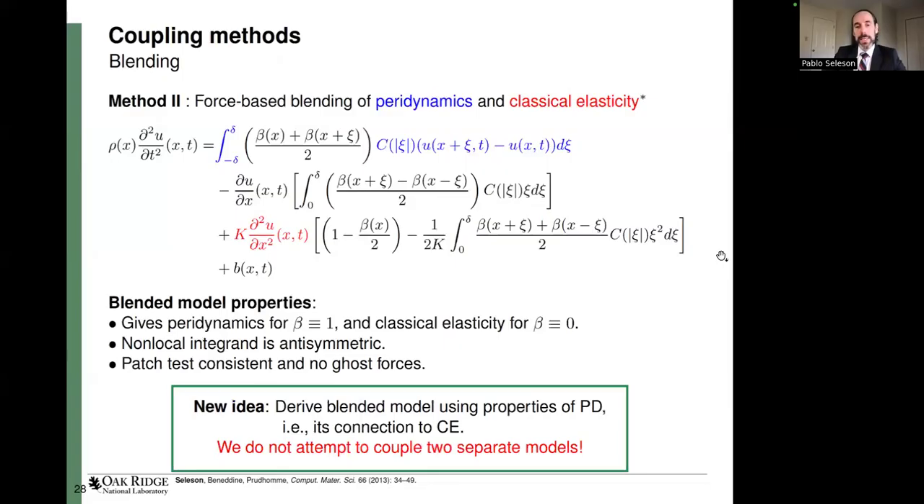Now, the new idea here was that we derived the blended model using the properties of peridynamics, in particular its connection to classical elasticity, instead of trying to directly attempt to couple two separate models.